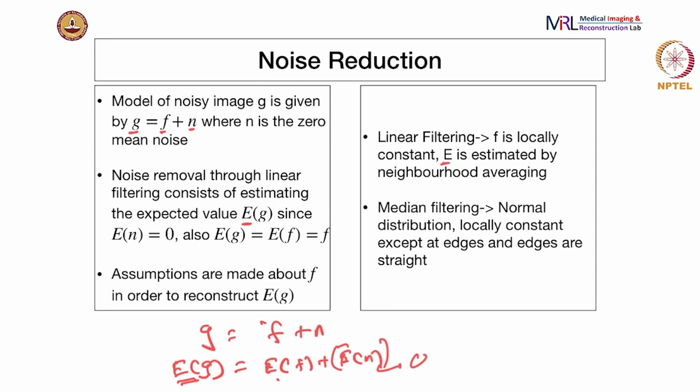If you look at something called median filtering, which we'll look at in the subsequent lecture, if you take a large enough neighborhood, then you're assuming that the pixels are Gaussian or normally distributed. There are also some assumptions about the edges, that the edges are straight. But that's median filtering. In general, for linear filters the big assumption is that F is locally constant, so that you can estimate the expectation value of G by neighborhood averaging. We'll see what that means in a later slide.